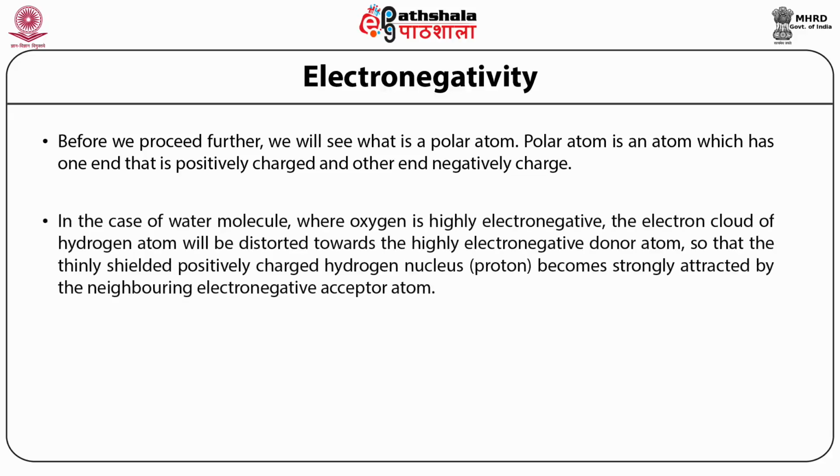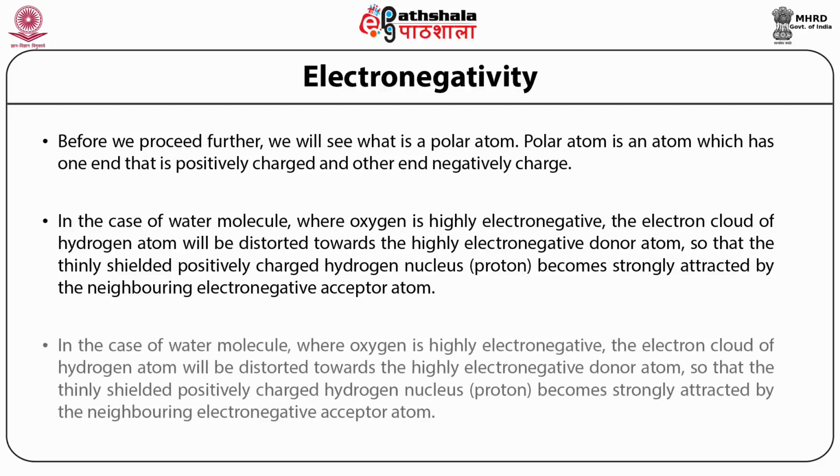In the case of a water molecule, where oxygen is highly electronegative, the electron cloud of the hydrogen atom will be distorted towards the highly electronegative donor atom, so that the thinly shielded positively charged hydrogen nucleus becomes strongly attracted by the neighboring electronegative acceptor atom. Thereby, the oxygen will have a partial negative charge and hydrogen will gain a partial positive charge. These partial charges on oxygen and hydrogen atoms will lead to a hydrogen bonding network in water solvent by dipole-dipole interaction.